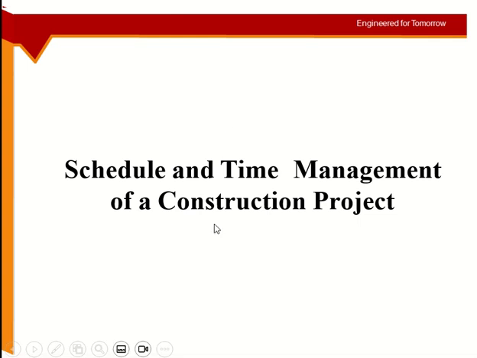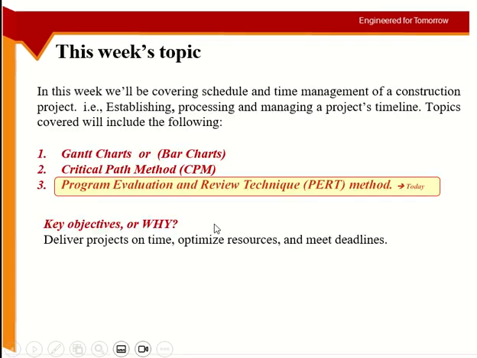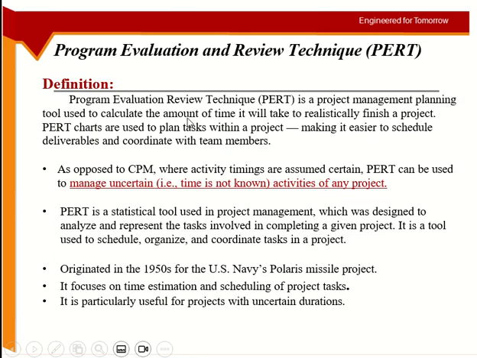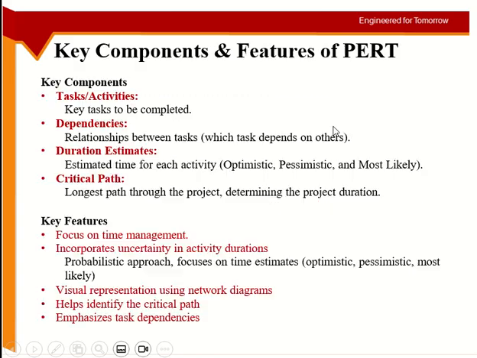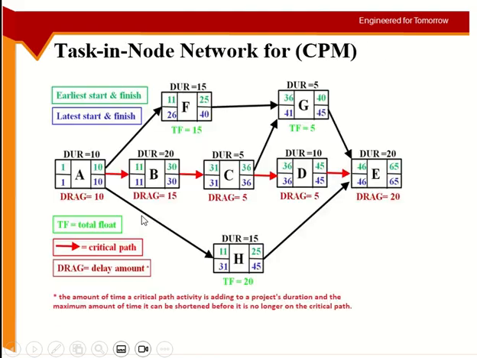Okay, so we are talking about schedule management and time management for the project. We already finished the Gantt chart, and now we are discussing the other methods of evaluating project timeline, CPM and PERT: critical path method, and program evaluation and review technique. We have discussed the introduction of the PERT technique, some definitions, what is task, activity, duration, critical path, and so on and so forth.